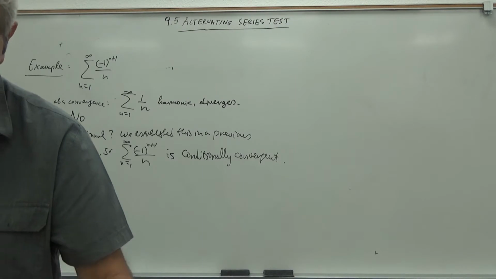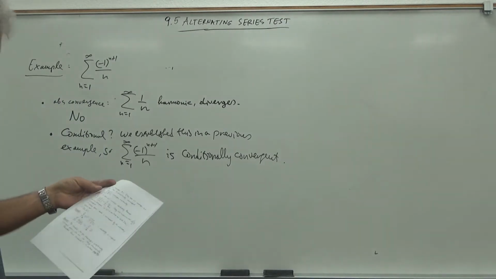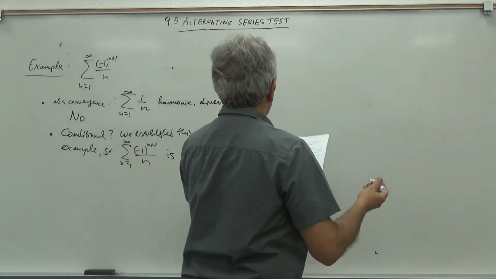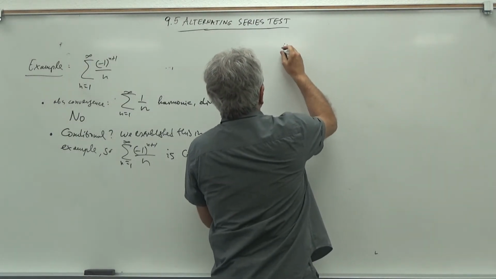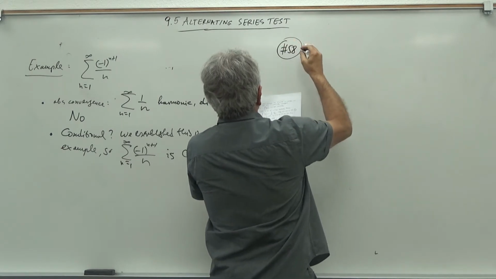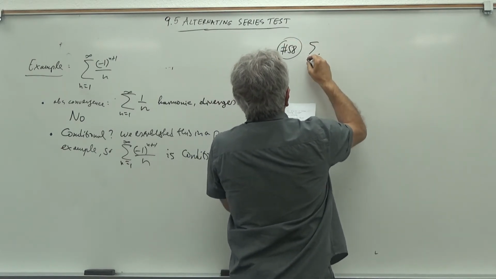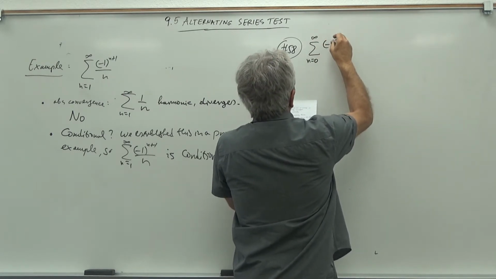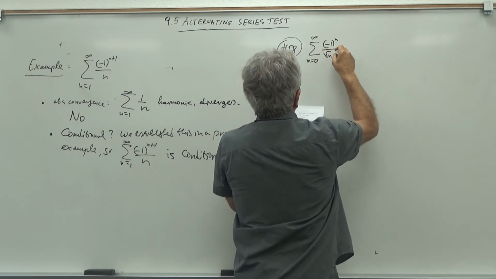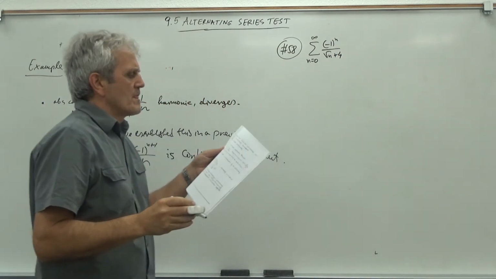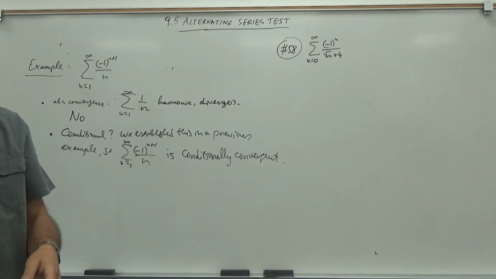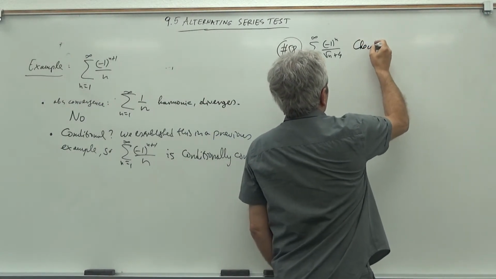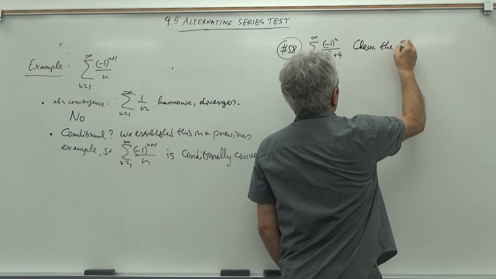Let's see a couple of examples that are just bulkier, but basically nothing really dramatically different. So here it is, number 58. Sum, n goes 0 to infinity, negative 1 to the n over the square root of n plus 4. So just check the convergence.